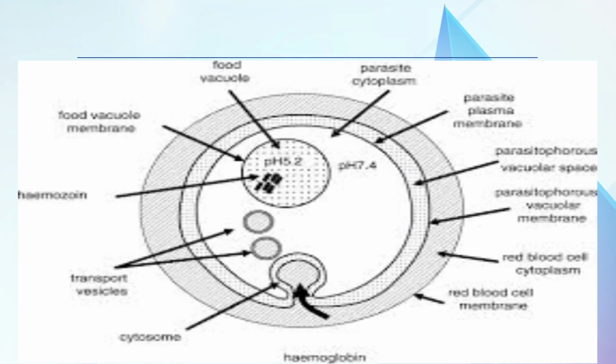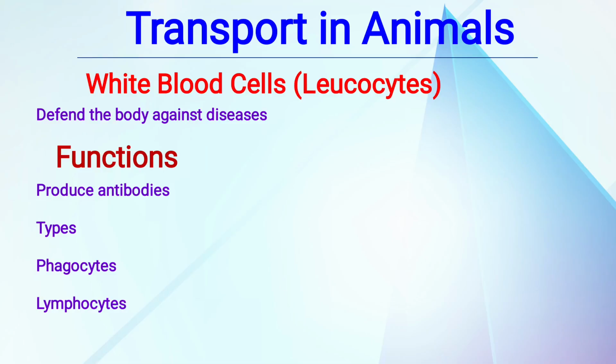Now the structure of hemoglobin. Now the third one, which is the white blood cell, another name for which is leukocytes. What is the major function? They defend the body against diseases. They produce antibodies which help in defending the body against disease. And types of white blood cell, we have the phagocytes and we have the lymphocytes.